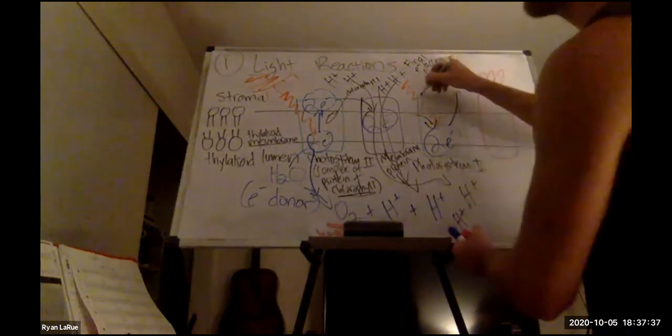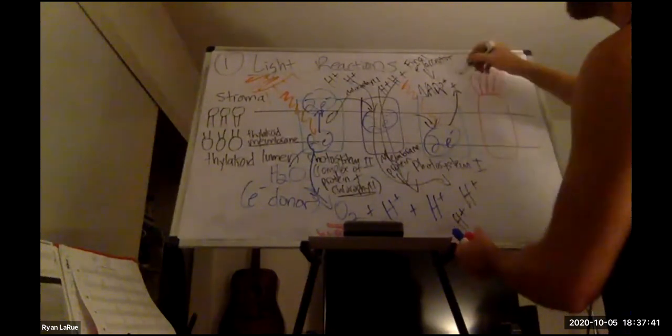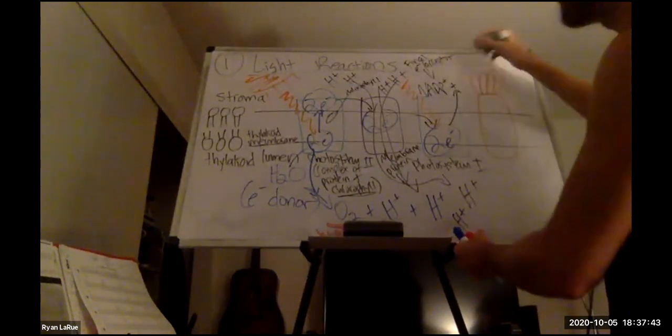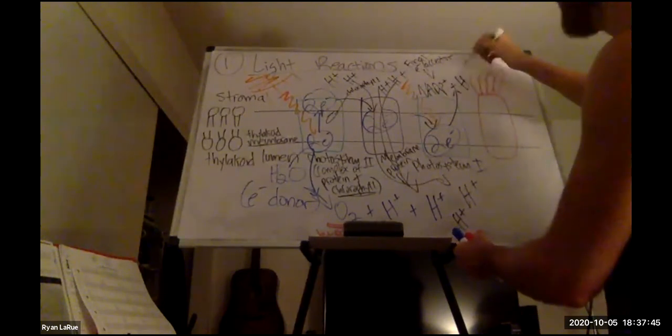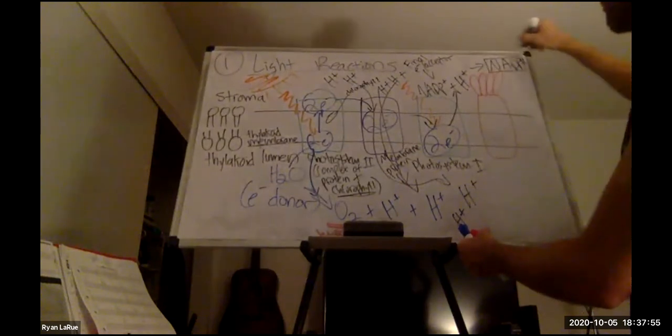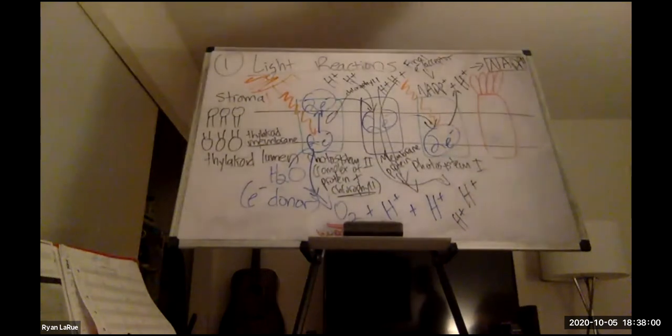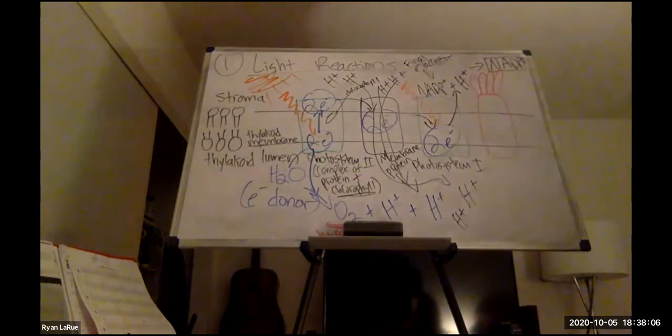NADP+ accepts the electrons here, then it tags on another hydrogen ion, and it becomes NADPH. NADPH is going to be an important molecule in our next stage of photosynthesis, the Calvin cycle.